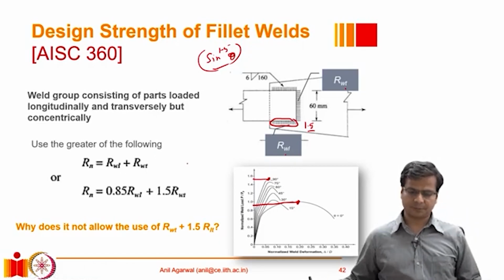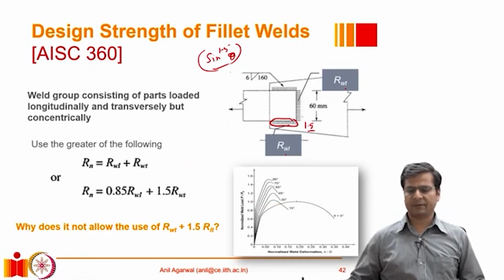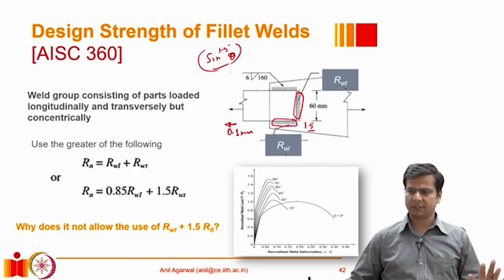The reason for that is these two fillets have different stiffnesses, or they achieve their full strength at different displacements. So if this plate is moved, let's say, by a particular displacement, let's say 0.1 millimeter, at 0.1 millimeter maybe the end fillet would have already reached its ultimate strength, but at that time the side fillet would not have reached its ultimate strength. It might still be at a much lower strength. And if that is the case, we may not be able to utilize the full strength.